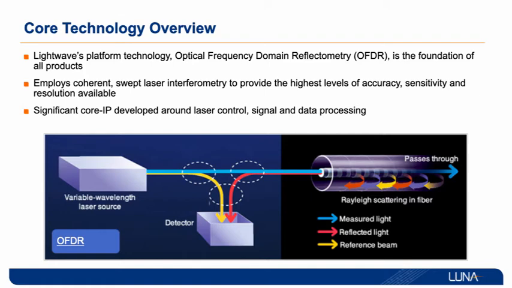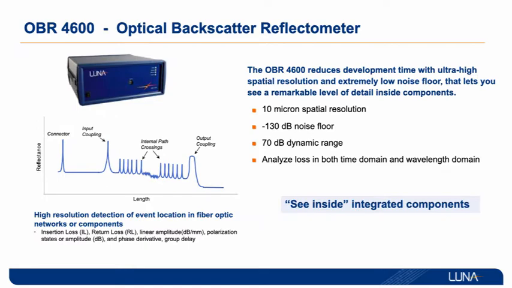So the first product I'd like to talk about is our optical backscatter reflectometer, model 4600. This is our ultra-high resolution reflectometer for optical components and short networks. So when I say ultra-high resolution, I mean spatial resolution of 10 micrometers or better. In fact, that 10 micrometers is in glass.